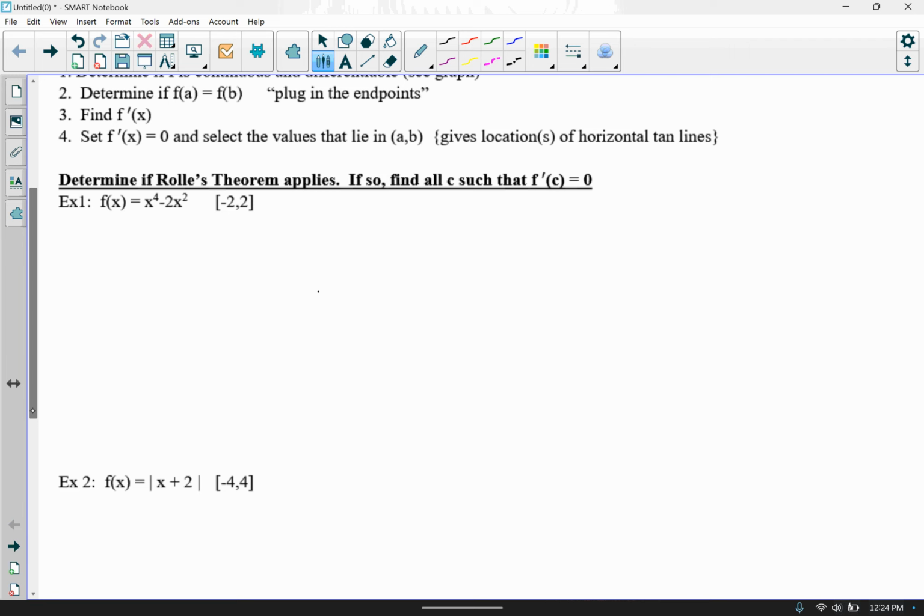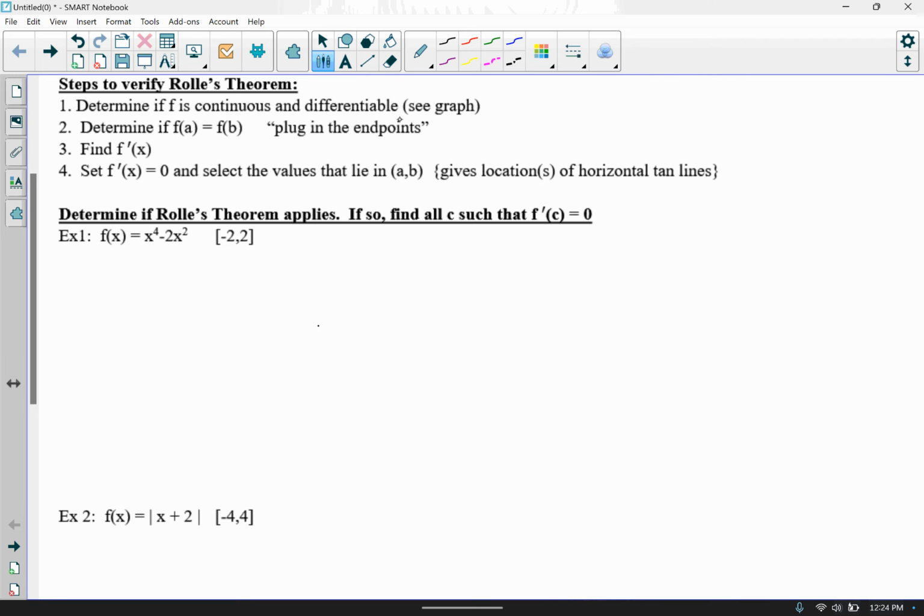So I'm going to think about my stipulations here. Now I'm going to determine if my function is continuous and differentiable. Well, hopefully you recognize that this is a polynomial function, so it's got to be continuous. For differentiable, you just want to make sure that you don't have any asymptotes, any sharp turns in your graph, or a vertical tangent line. You can't have any of those things in order to be differentiable.